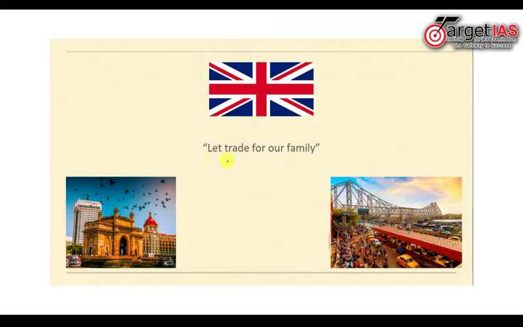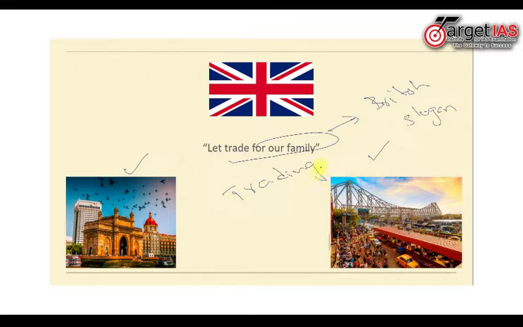And this is the British slogan: Let's trade for our families. Bombay and Kolkata were the two important trading centers of India. They used to trade cotton and other commodities, which is again important for UPSC. What are the commodities traded by the British from India?